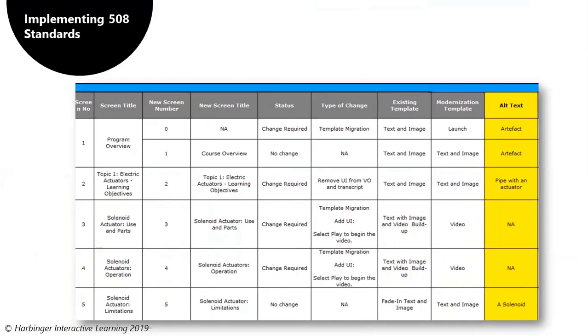So in this particular case, the third one, wherein we have the topic is electric actuators learning objectives. The modernization template is text and image, which means it has got an image. And for that image, the alt text is provided by the instruction designer, and that gets implemented at the development level. At the template level, we have already implemented the section 508 standards, and at the change log, the instruction designers are able to write the specifics in terms of alt text and other features, so that in the development phase, we do not have to work on each and every screen for doing it. So it all ties down very well together.